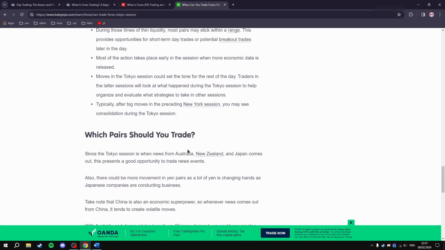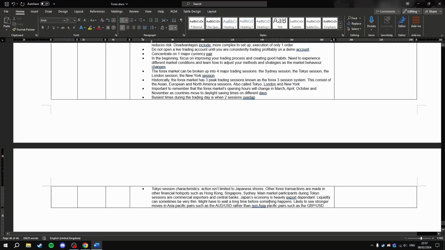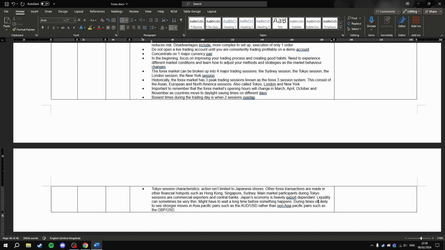During these times of thin liquidity, most pairs may stick within a range. This provides opportunity for short-term day traders or potential breakout trades later in the day.